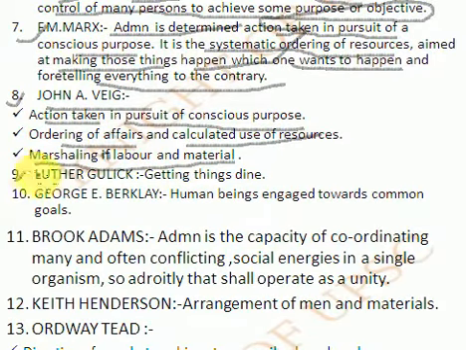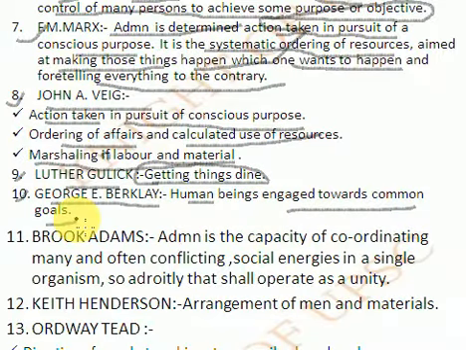Now the ninth one is Luther Gulick. He said administration means getting things done. Okay. Now the 10th one, George E. Berkley. George E. Berkley said administration is human beings engaged towards a common goal.